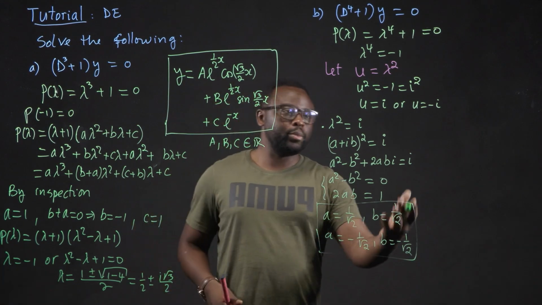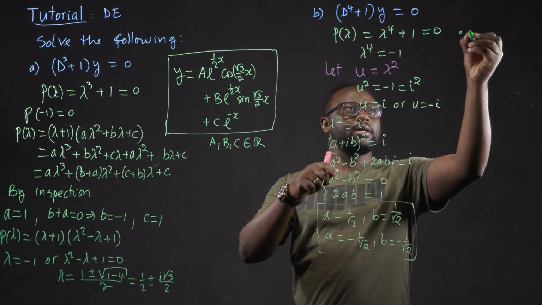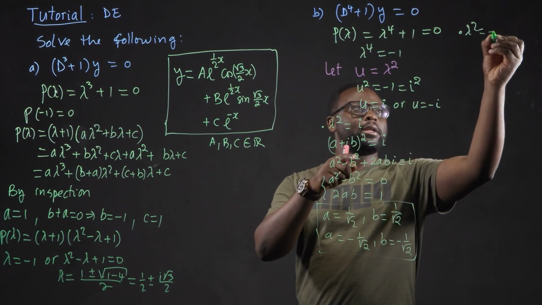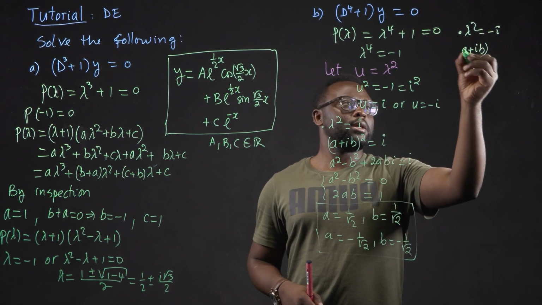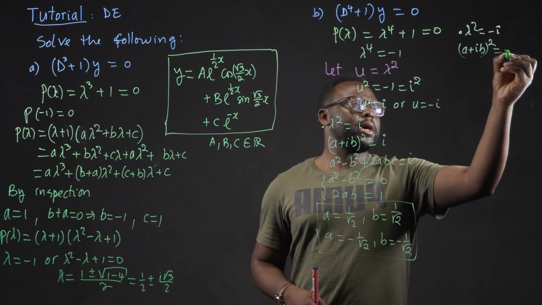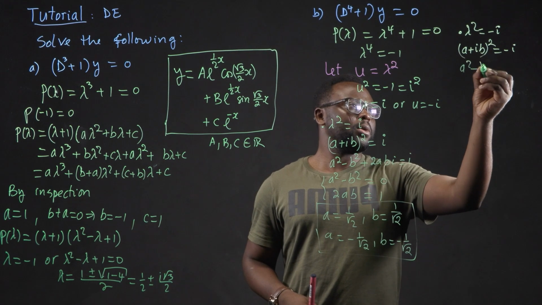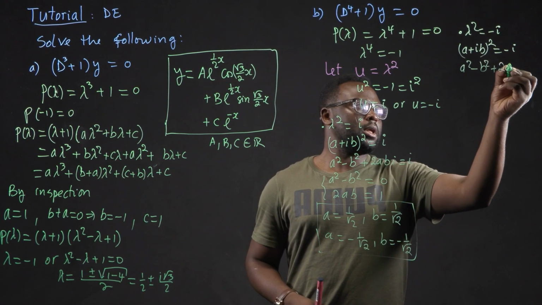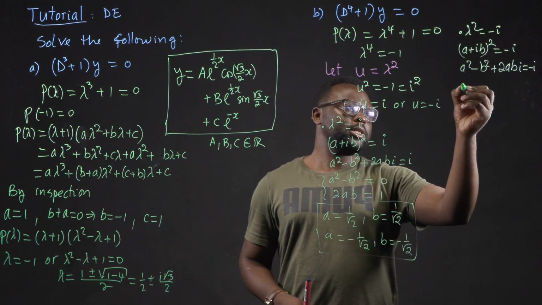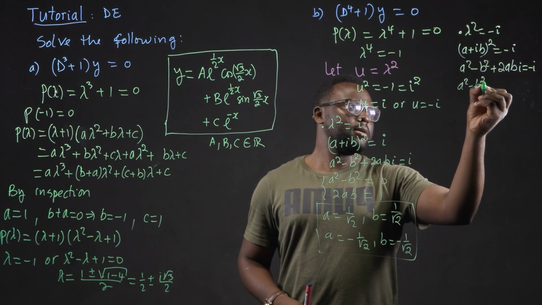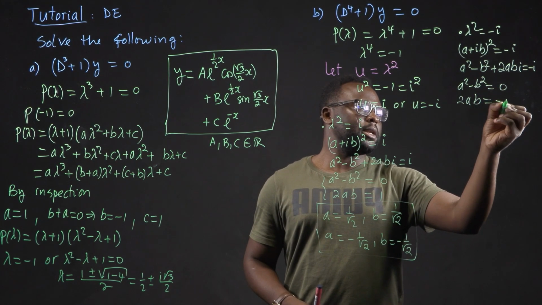Again, we repeat this process in the case of lambda. Let's take the case of lambda square equal minus I. This is A plus IB square is equal minus I. We expand this: A square minus B square plus 2AB I is equal minus I. By inspection, A square minus B square is equal 0 and 2AB is equal minus 1.